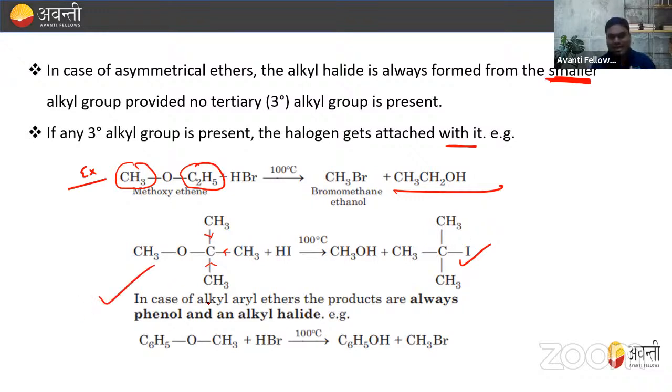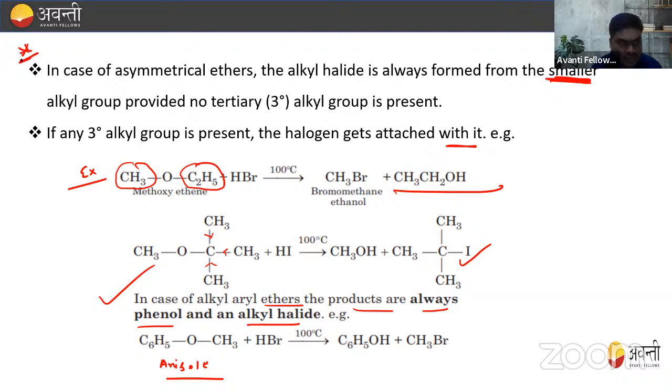Now, in case of alkyl aryl ether, the products are always phenol and alkyl halide. So always remember this case. In case of aryl ether, also known as anisole. So the common name क्या है बेटा? Anisole. Remember this thing. Right. So this is the common name of the ether, that is anisole. So in case of anisole, or we say aryl ether, always phenol and alkyl halide will be formed. So this is very important.